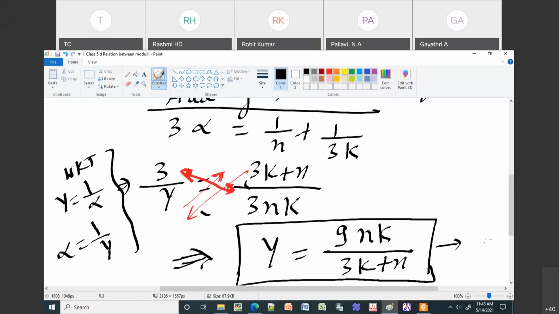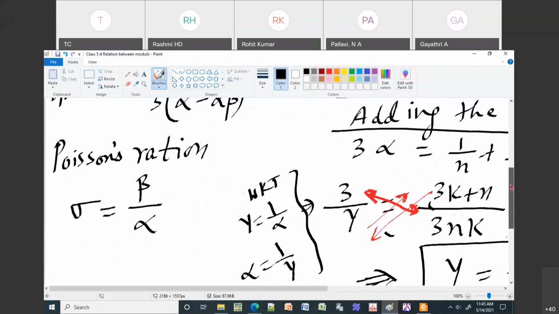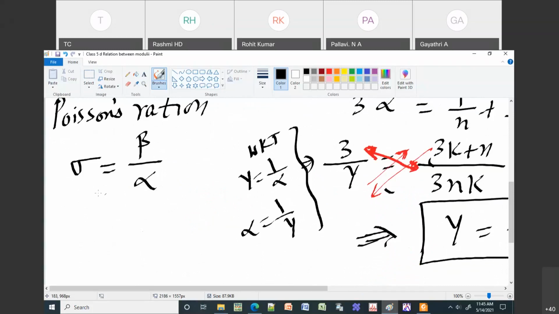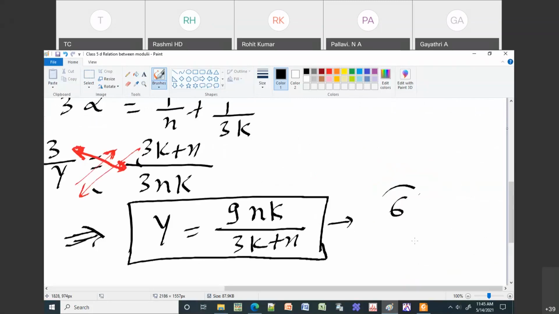I don't know what the number was. So let me call this equation number 5, then I will call this equation number 6. It doesn't matter, as long as you remember which equation is what, you don't worry about the numbers. So y is equal to 9nk by 3k plus n. This is the relation between Young's modulus, rigidity modulus, and also the bulk modulus. So this is the first relation that we have derived.